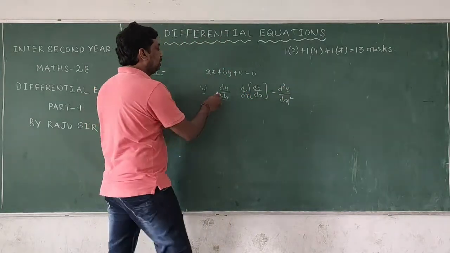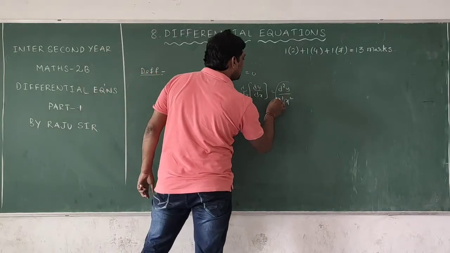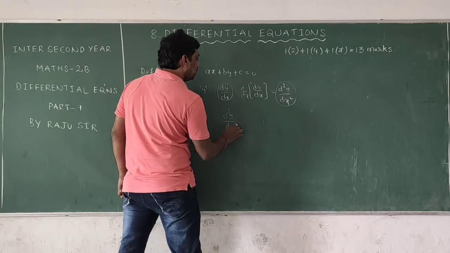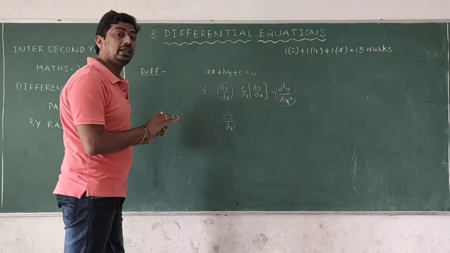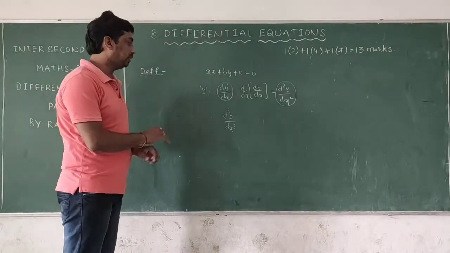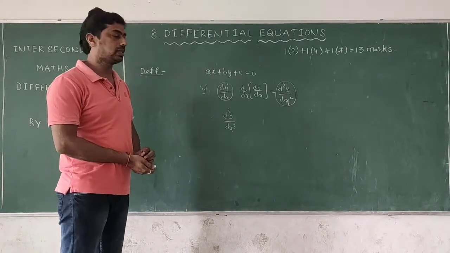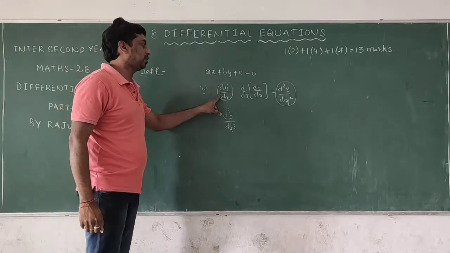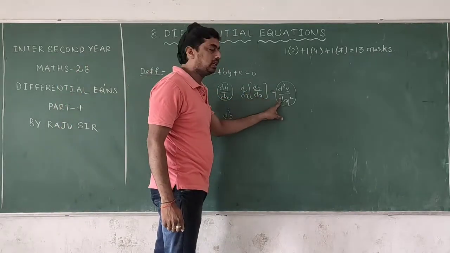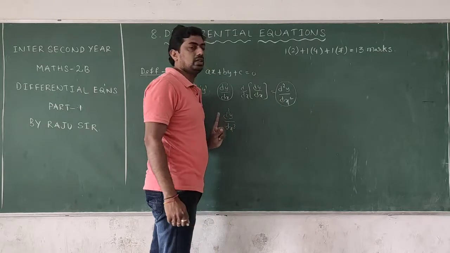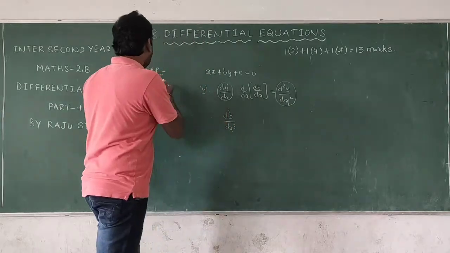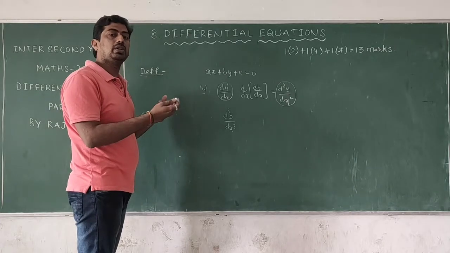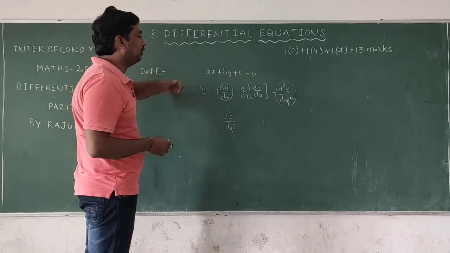So here dy by dx, d square y by dx square, and also d cube y by dx cube. These are said to be derivative terms. The order of this derivative term is 1 because of first order differentiation. Here 2 times differentiation, so second order. This one is third order. Now we go for the definition. The definition: an equation that involves derivative terms is called a differential equation.